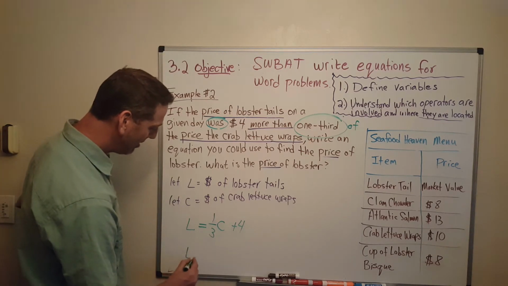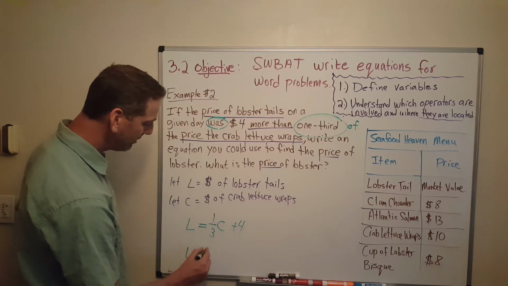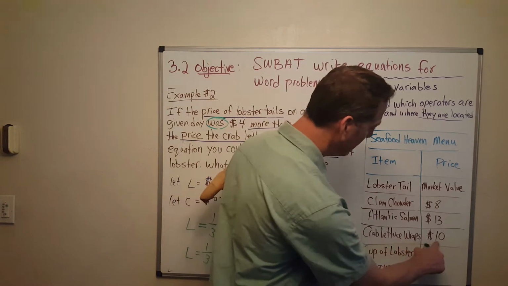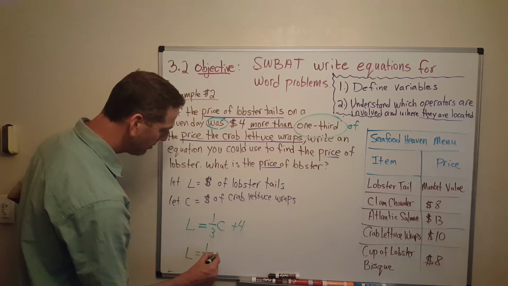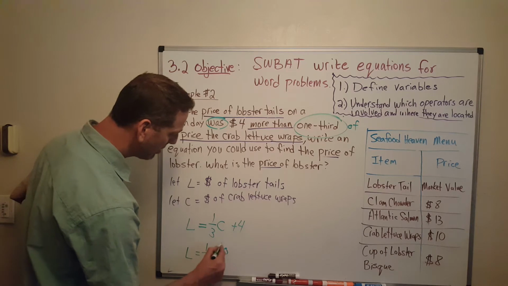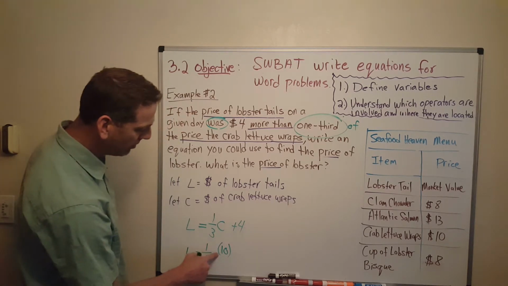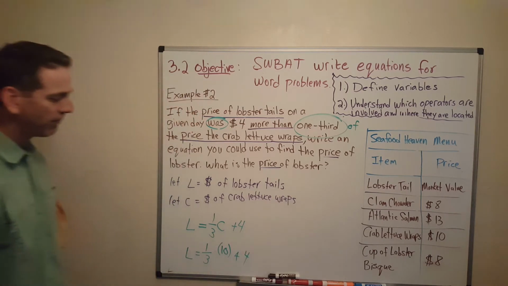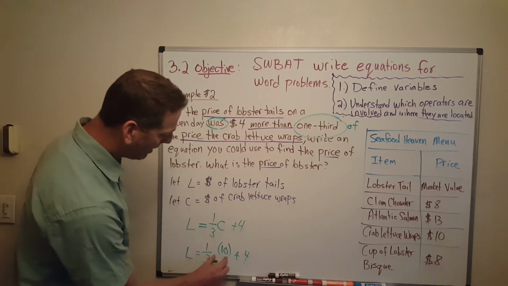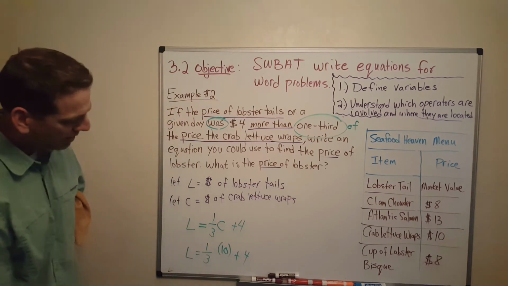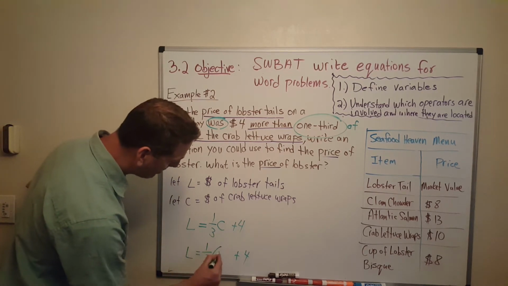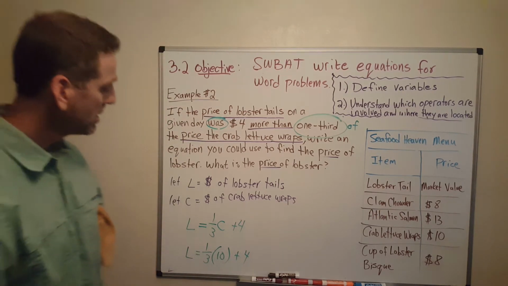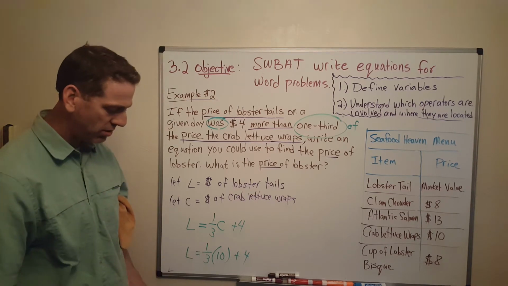So L, the price of lobster, was 1/3 C. What's C? C is $10. So we're just going to put a 10 there. In fact, we don't need both of those. Plus 4. So 1/3 times 10 plus 4. And if that kind of bothers you, I'll write it like that. All right? Now we can just solve for L.